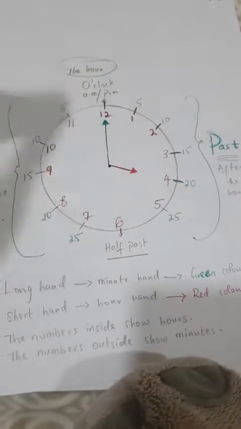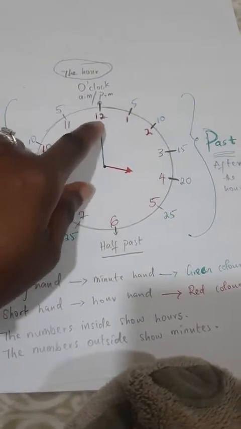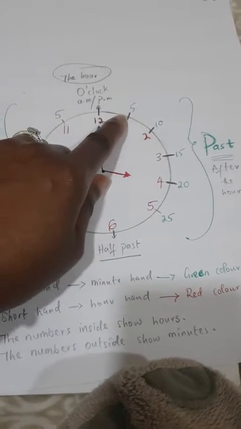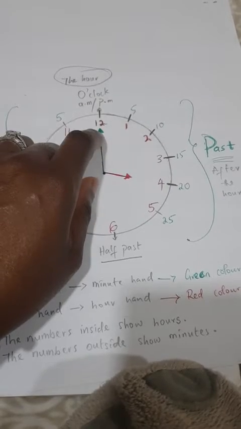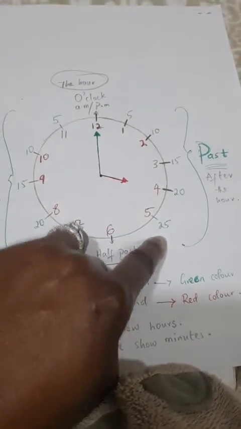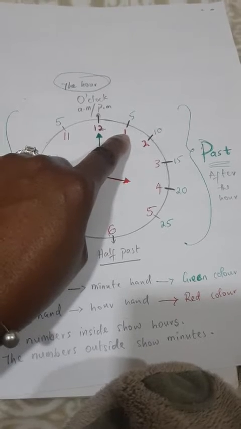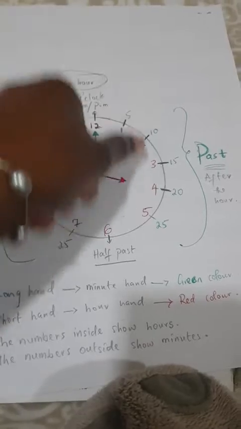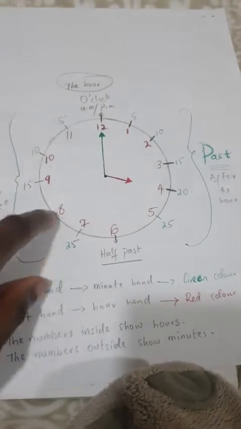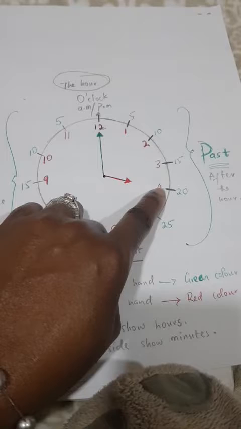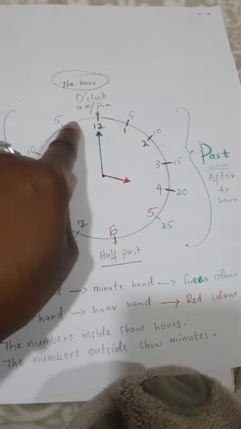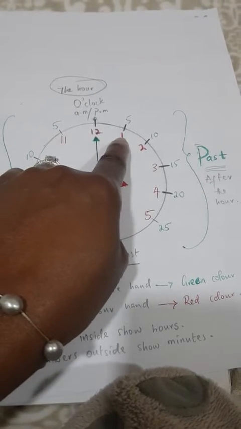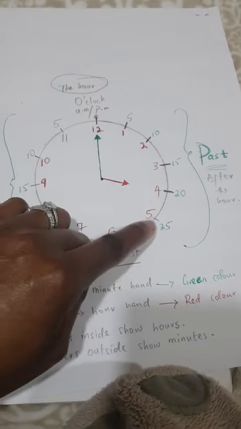Okay? Now let's see. What if the long hand were to be here and the short hand is still at 4? Remember, I told you that the long hand is the minute hand, right? And the numbers outside represent minutes. So if the long hand were here, what would you say? 5 minutes past 4. See, the short hand is still at 4. And 4 is the stated hour. But the long hand has moved from the 12 to here. So 5 minutes past 4.